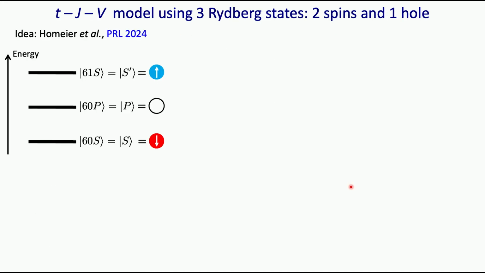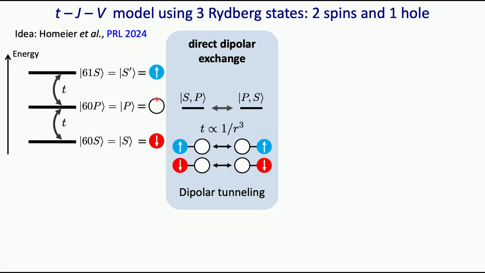So in order to study this, we're going to do the following mapping. This is an idea that comes from Lucas Omeyer. We use 3 Rydberg states, which are nearly equidistant: the states 60S, 60P, and 61S. We call spin down and spin up the 2 states S and S prime, and the hole is going to be the P state. And so the thing that can happen now is that you've got various ways for these states to be coupled.